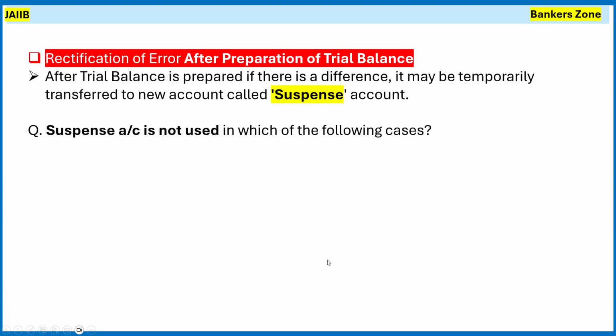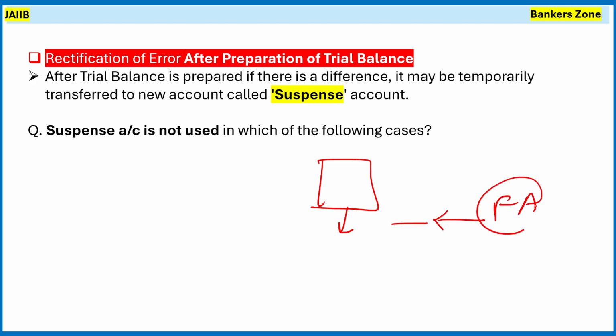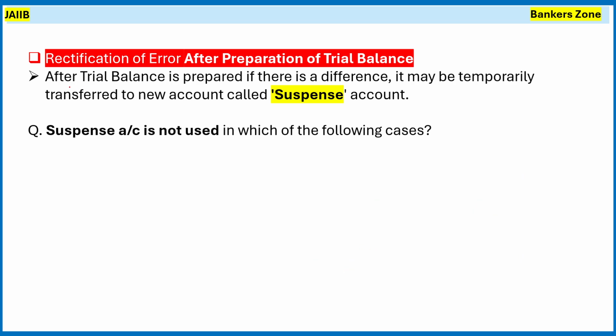Now see, rectification of error after preparation of trial balance. What is the trial balance? A list of total debits and credits. Now if we prepare the final trial balance and then we find the error just before the final accounts, how do we pass that entry? We are not finding the entry, but at the end of preparation of the trial balance we found that. How can we rectify? Simply, after the trial balance preparation, if there is a difference, it may be temporarily transferred to a new account called the suspense account. So what is a suspense account?